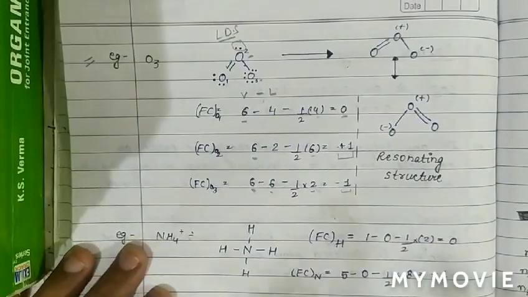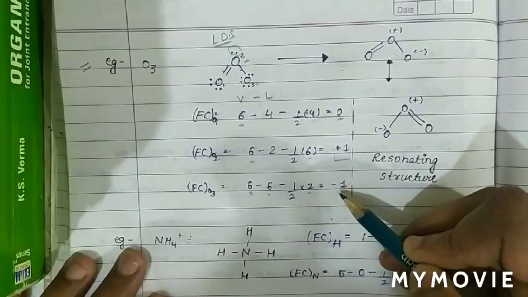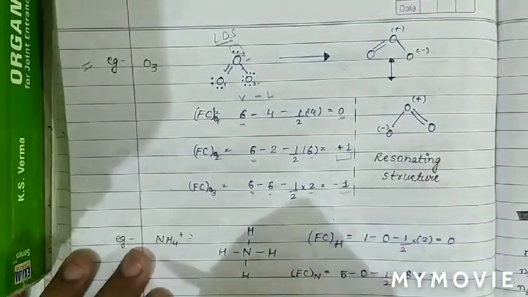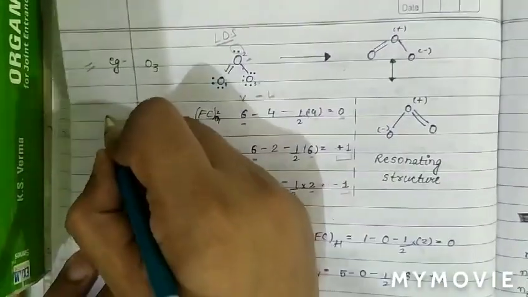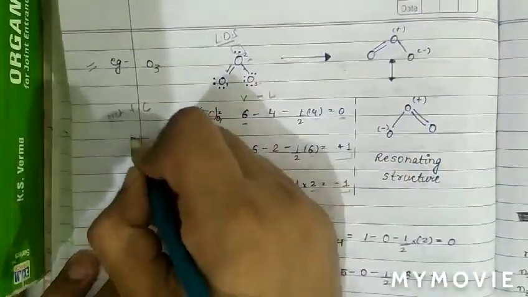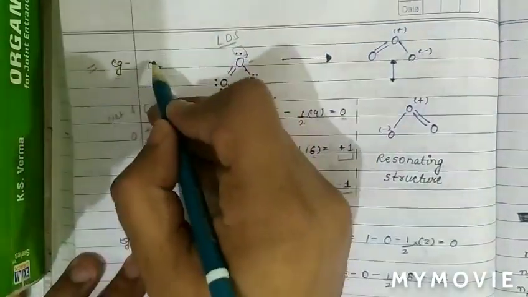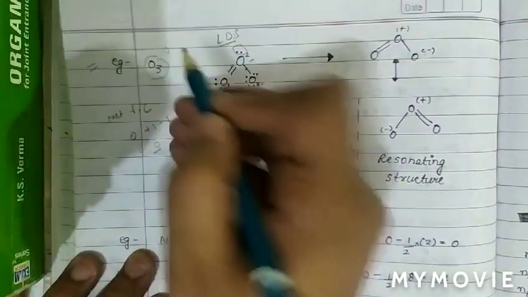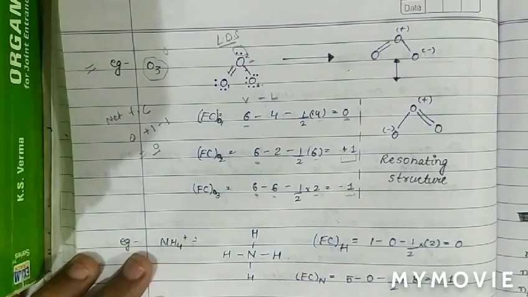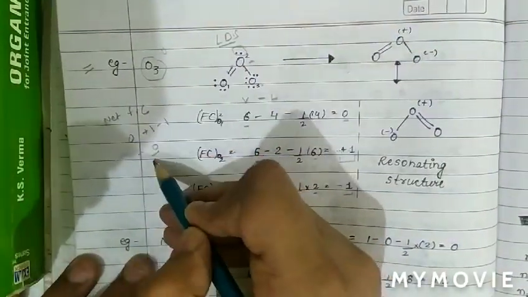So the formal charge on each oxygen atom is 0, +1 and -1. When we calculate the net formal charge, it will be equal to 0, +1, -1, that is equal to 0. Therefore, the net charge on the O3 molecule is 0, because the net charge on the O3 molecule after calculating the formal charge on each atom is 0.